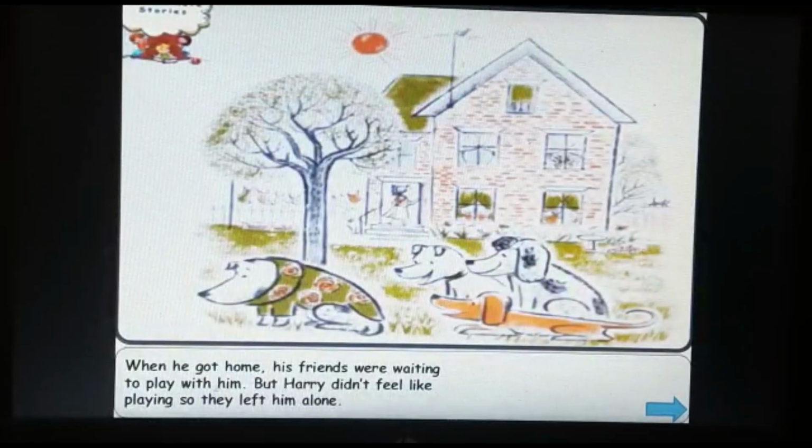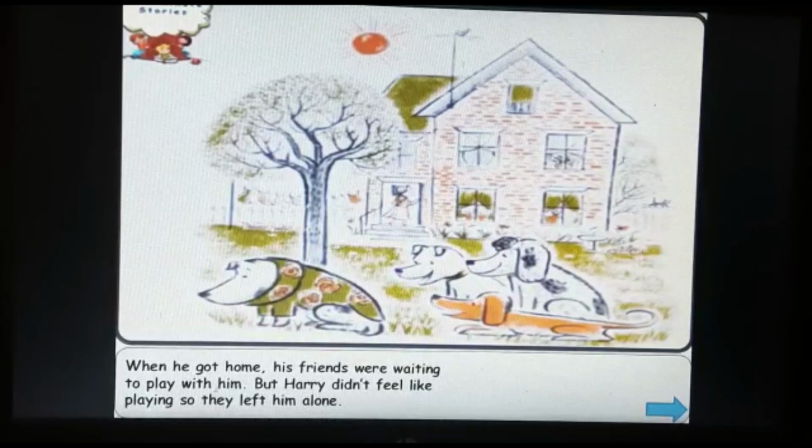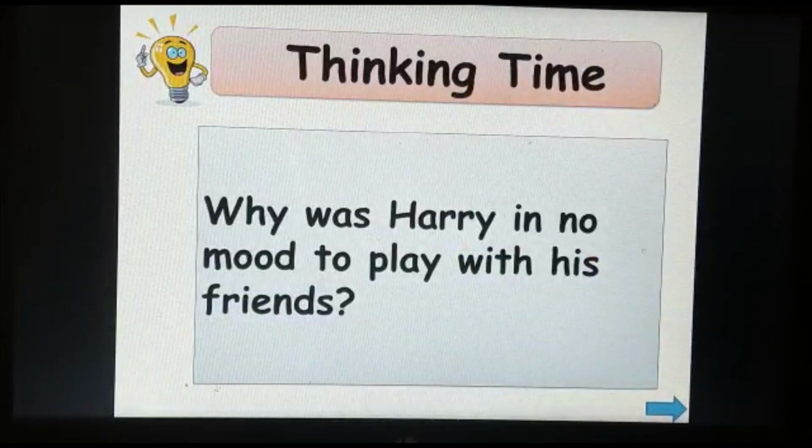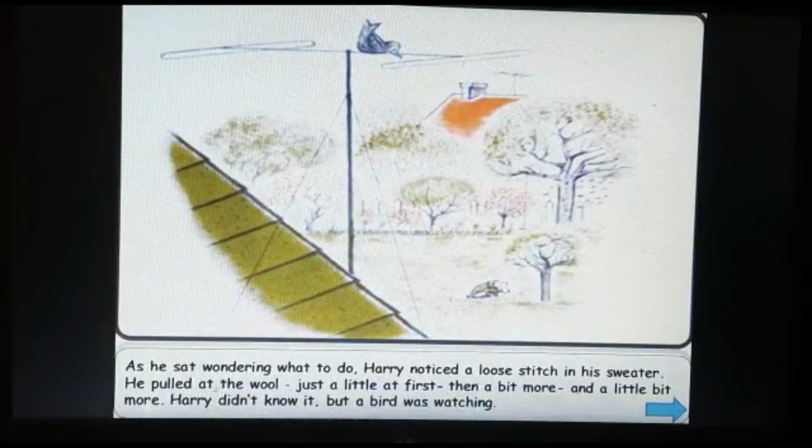When he got home, his friends were waiting to play with him. But Harry didn't feel like playing, so they left him alone. Why do you think he's not happy? Why do you think he's not playing? Why do you think he doesn't want to see anyone? He is in no mood to play with his friends. What is the reason? As he sat wondering what to do, Harry noticed a loose stitch in his sweater.